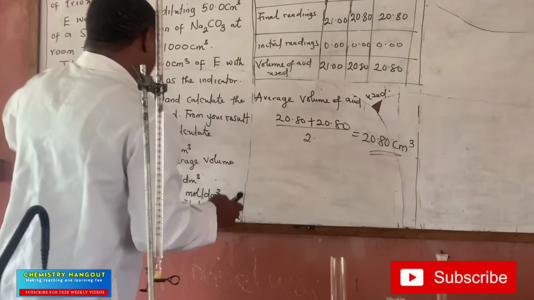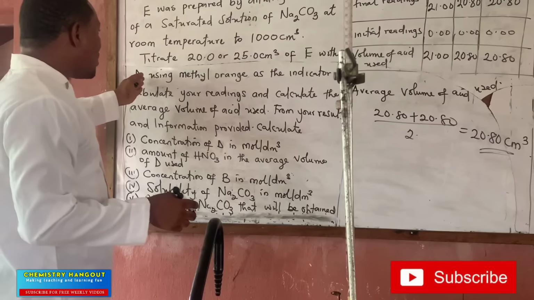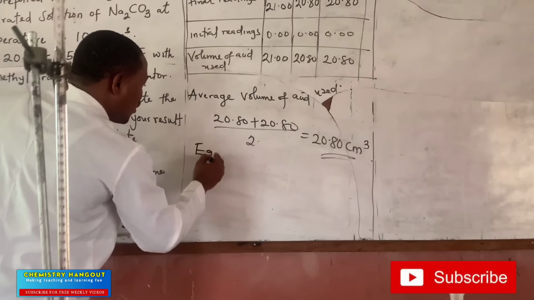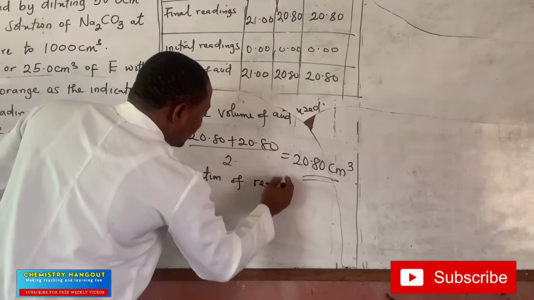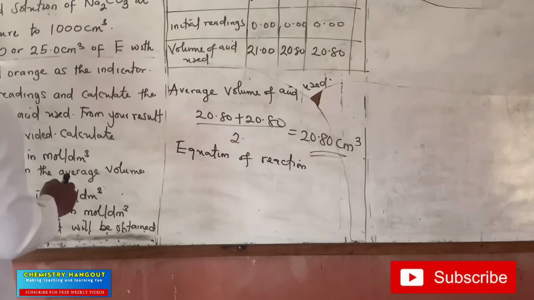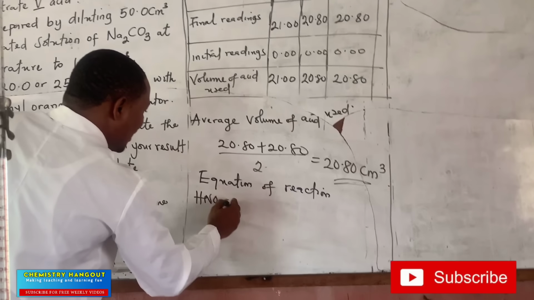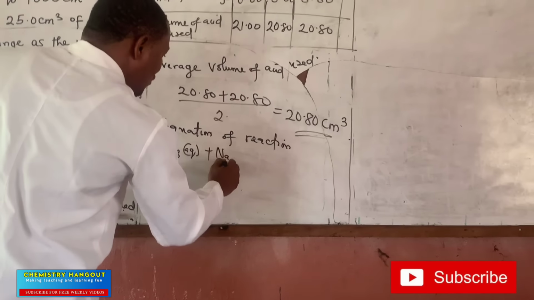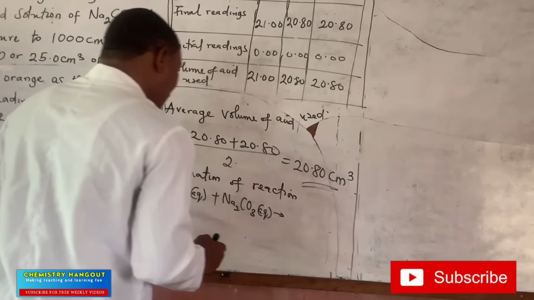So very important. They will give us the equation of reaction. I think I forgot to write that. Let me write it here so I can start my calculation from there. So the equation of reaction. Since this is trioxonitrate(V) acid, that's HNO3, plus sodium carbonate, that's Na2CO3, that's aqueous also. And that will give us what?